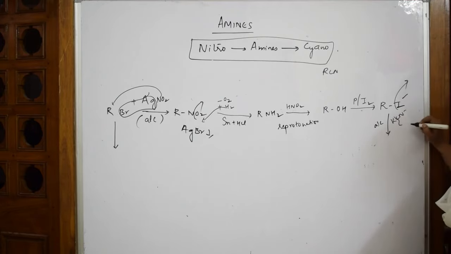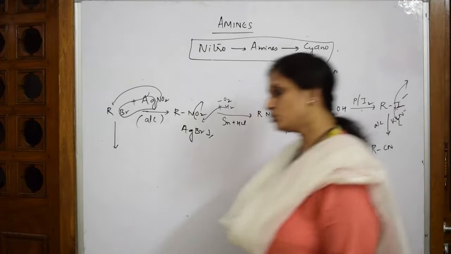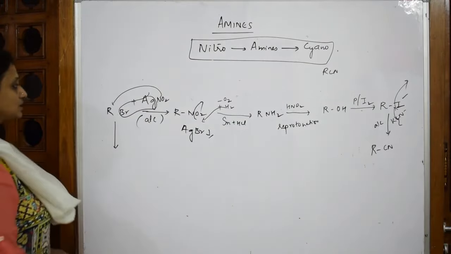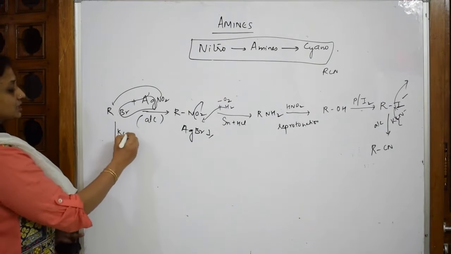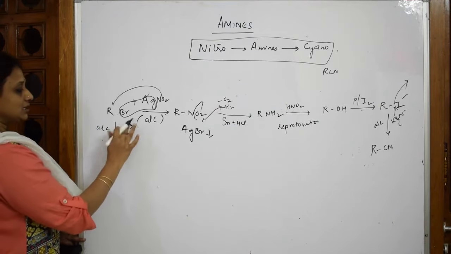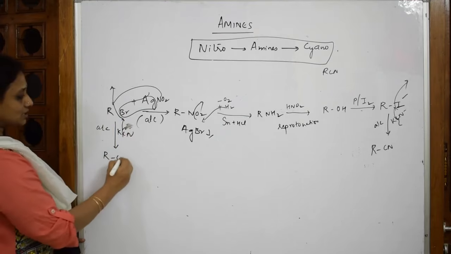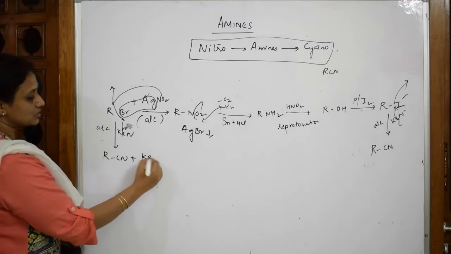When the halide is replaced by this cyano group, I get RCN. This is how I prepare the cyano group. Now one more option, the easiest, I can't remember so much. If you treat RBr with KCN, alcoholic also, your CN gets in and your Br is out. So you get RCN plus KBr. This is also one procedure.